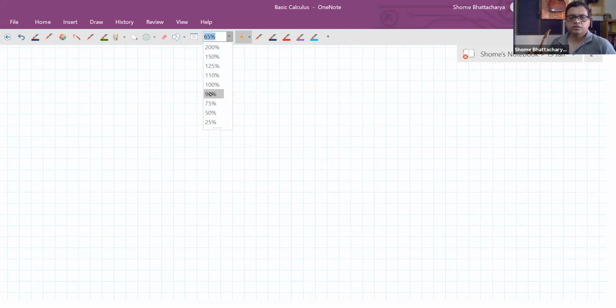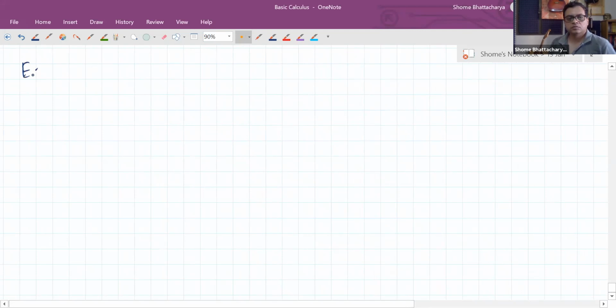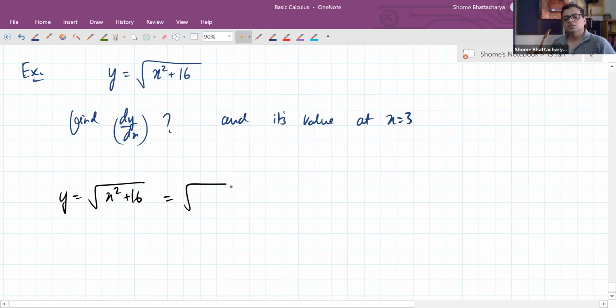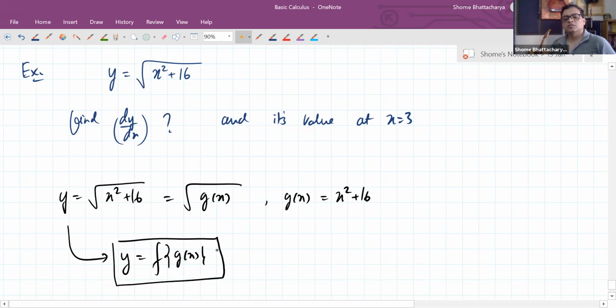Okay, next up, let's look at another example of this application of the chain rule. So we have y equal to square root of x square plus 16, let's say. And we want to find, again, the derivative, and its value, let's say at x equal to 3. So once again, you can see over here that the function y is equal to square root of x square plus 16. It is like square root of g(x), where g(x) is x square plus 16. So it is a composite function. y is f of g(x), where it's this and this is this. So we will use the chain rule method.